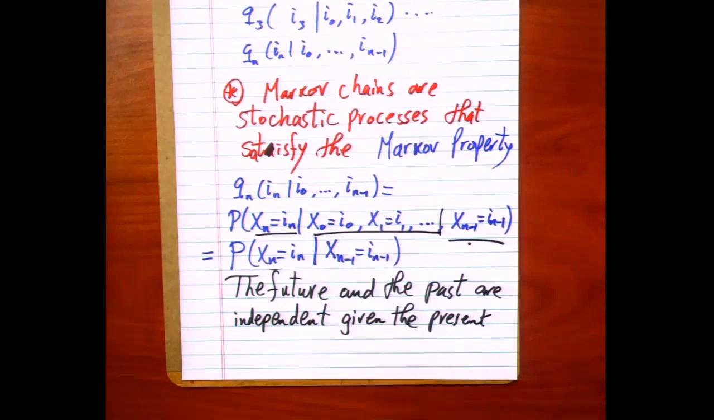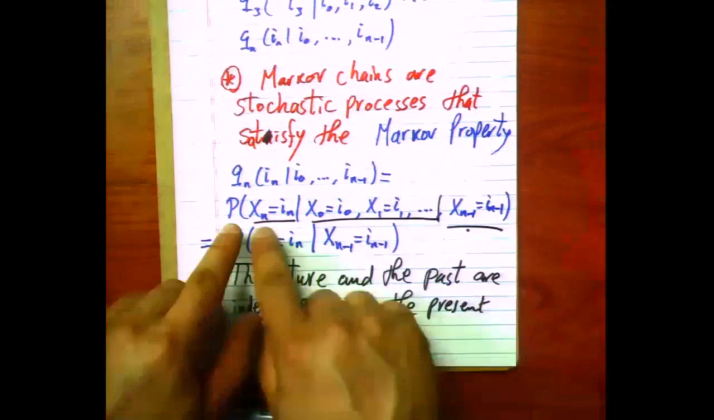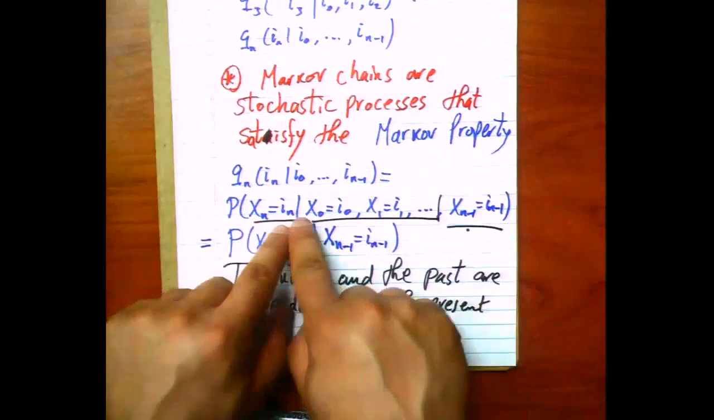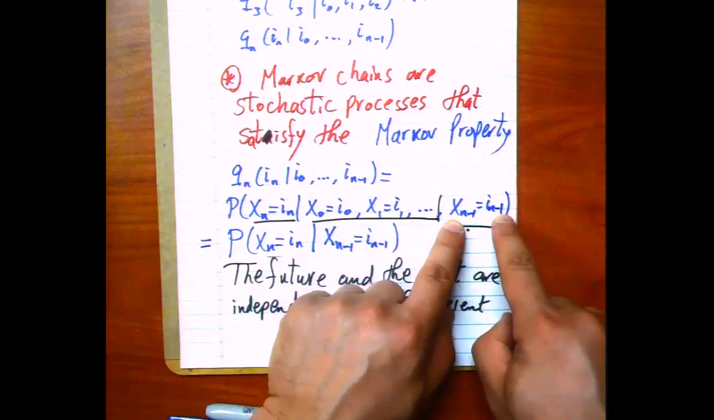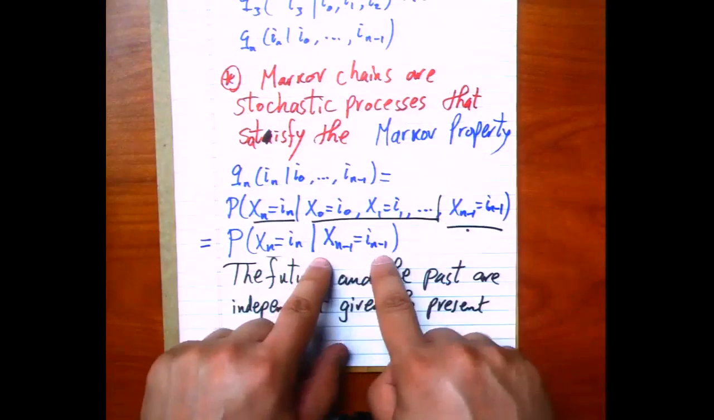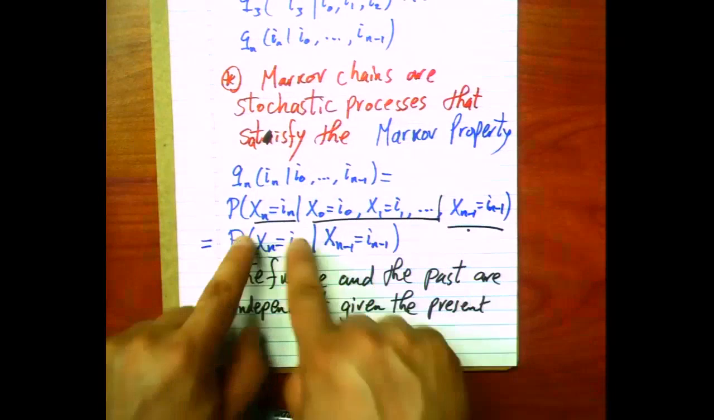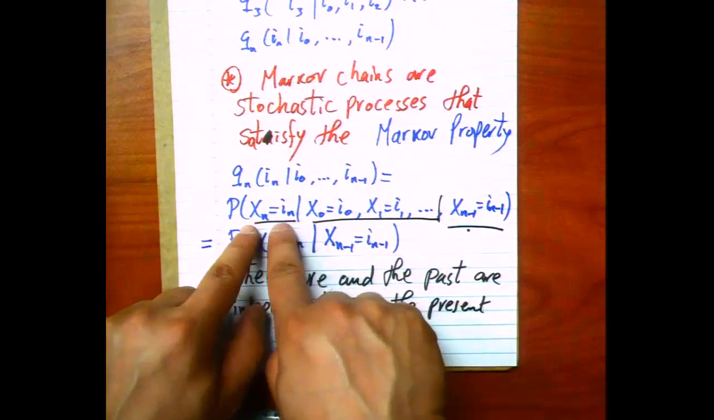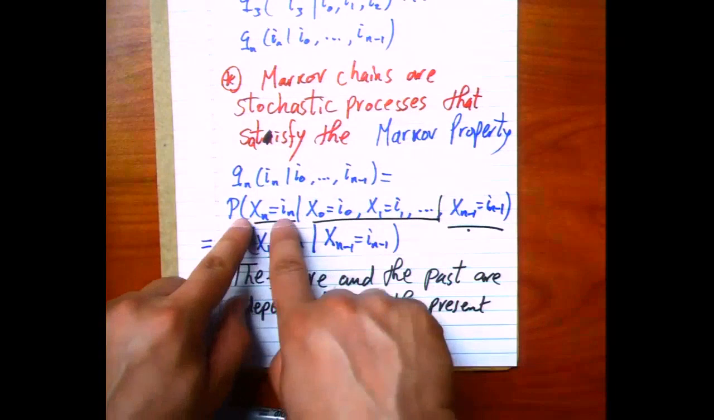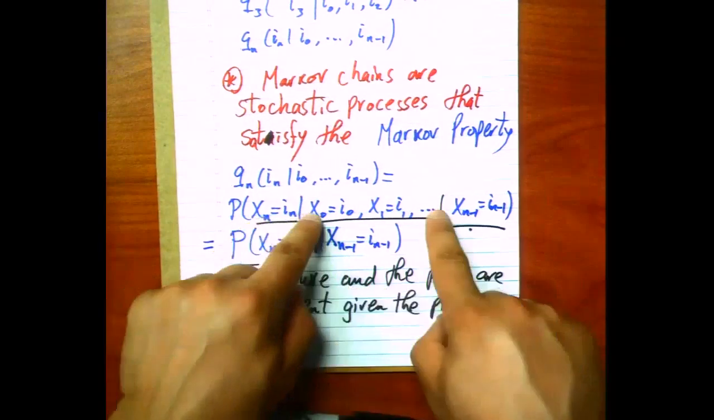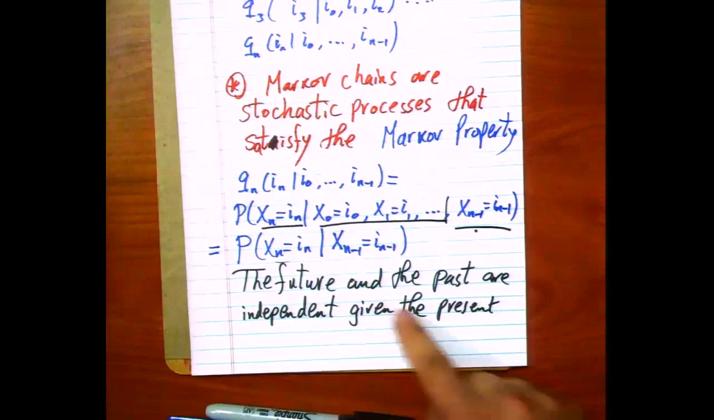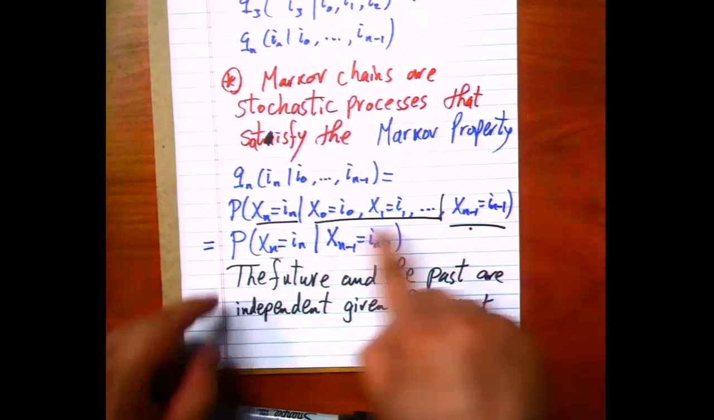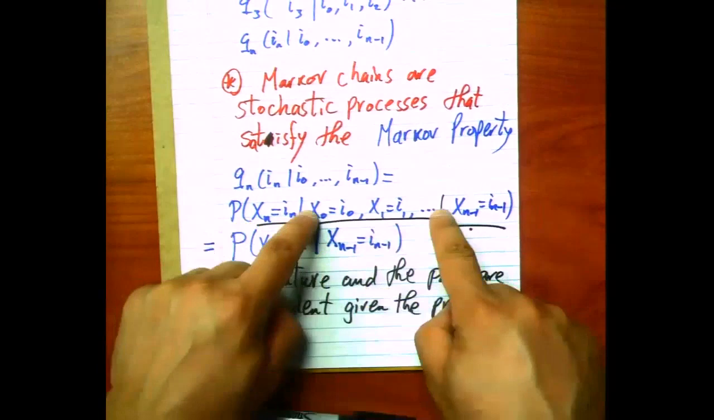Okay? And in other words, we say it this way: the future given the past and the present is only dependent on the present. Or sometimes this is a better way: given the present, the future and the past are independent. Given the present, the future and the past are independent.